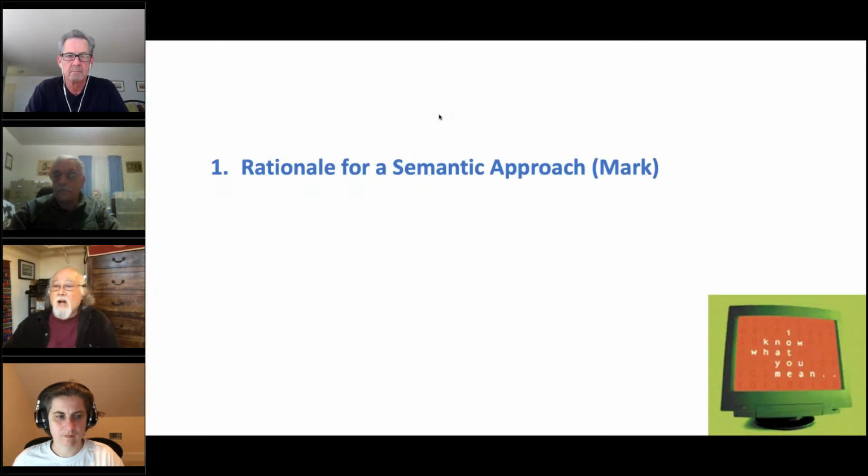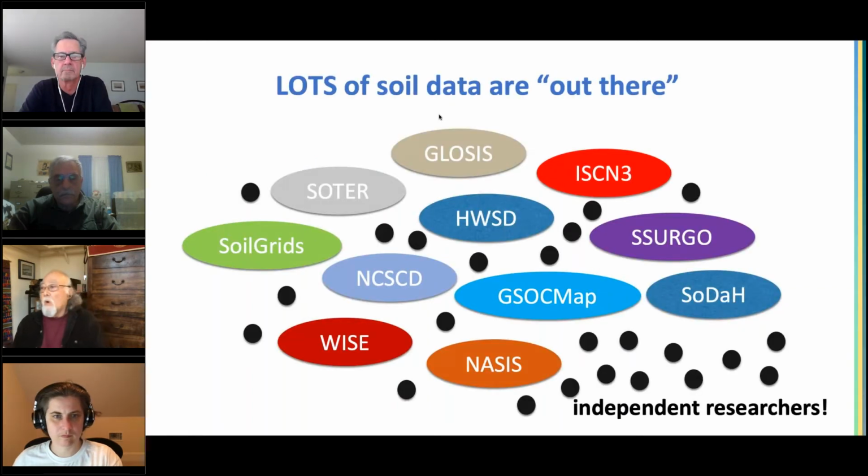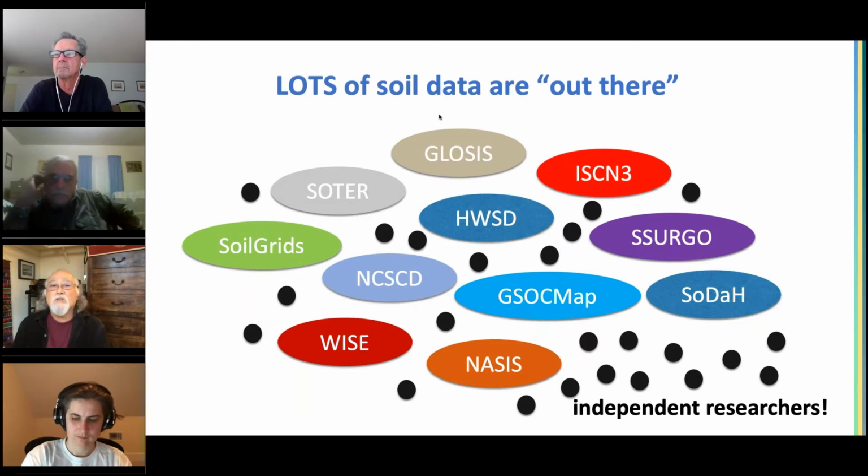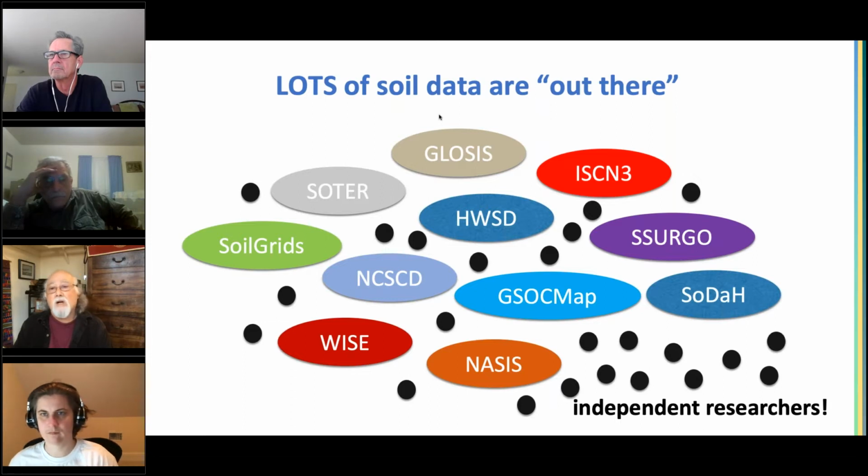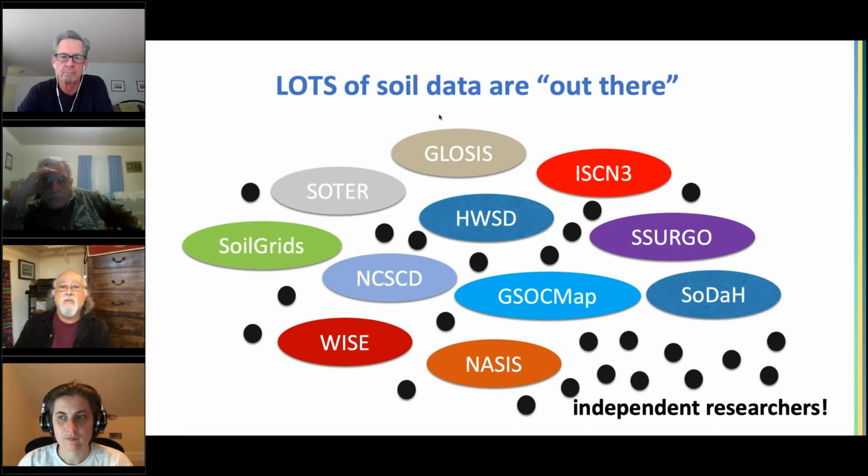So what is the rationale for a semantic approach? You can see that wise little screen at the bottom is to make it so that both humans and machines are able to effectively work with resources on the web. So, we start out with the fact that there's lots of soil data out there, and I've listed here some of the major data resources that many of you are familiar with, but then the little dots represent all these independent soil researchers doing their own work in their own way all over the world.